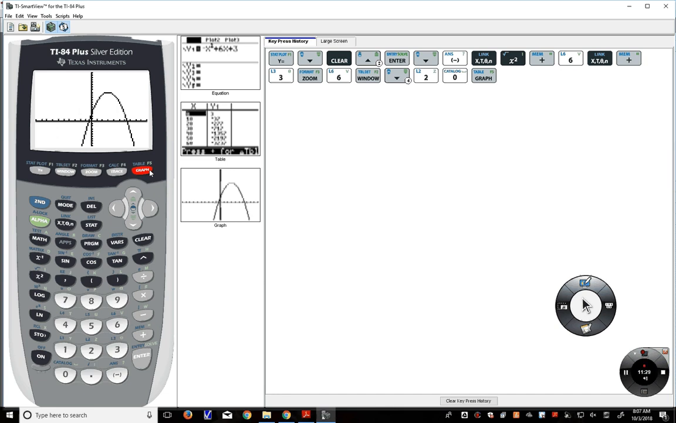I set 20. It doesn't really matter if you have some better idea. I didn't calculate the vertex, so I was just trying to make sure I could see it. So I set it to 20. So I changed the Y max.